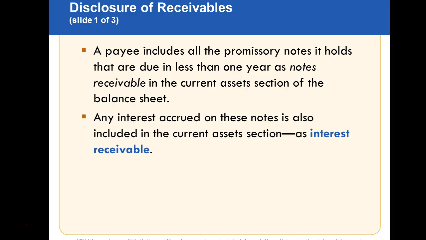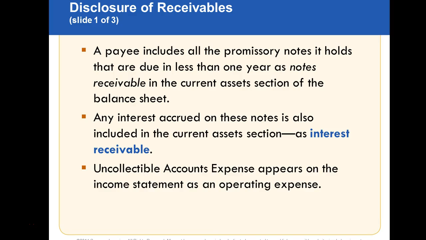So that interest earned, or that interest income, is going to be credited to income, and the debit is going to be interest receivable. And we anticipate we're going to receive it. If we're going to receive the note in the current year, we're going to also receive that interest in the current operating cycle. Uncollectible accounts expense appears on the income statement as an operating expense, right?